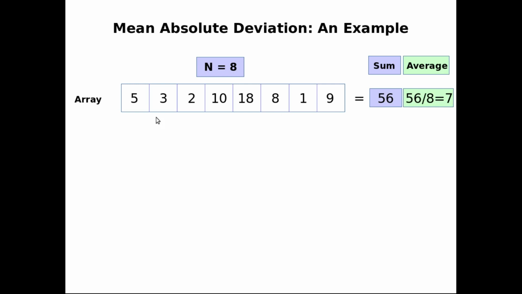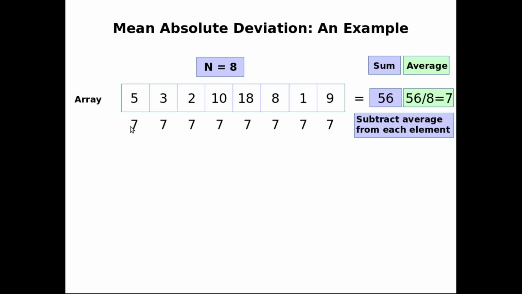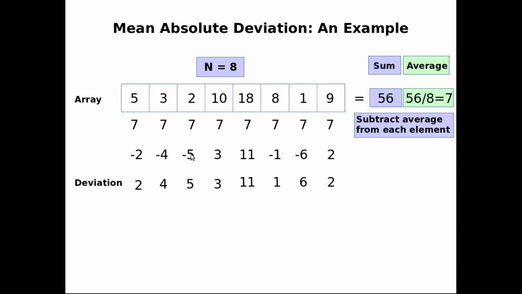Next, we need to calculate the deviation for each element. So we need to subtract this average from each element of the array. So now when we subtract 5 minus 7, we get minus 2. 3 minus 7 gives us minus 4. 2 minus 7 gives us minus 5, and so on. And now we take the absolute value. So absolute value gives us the deviation.